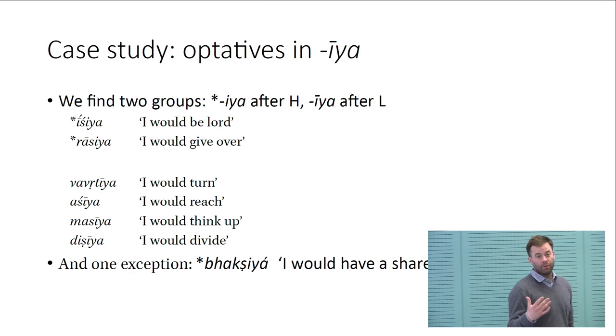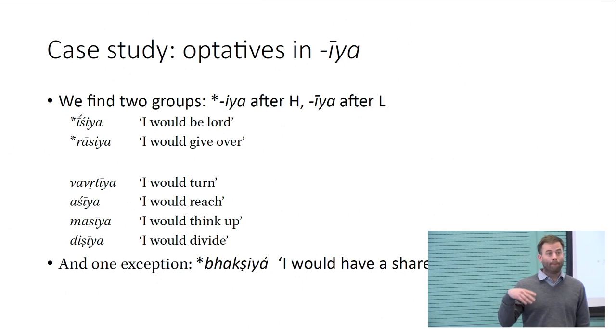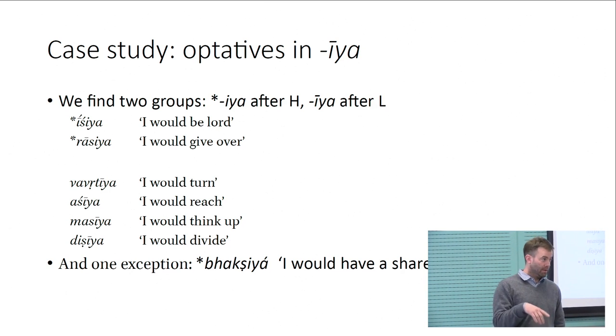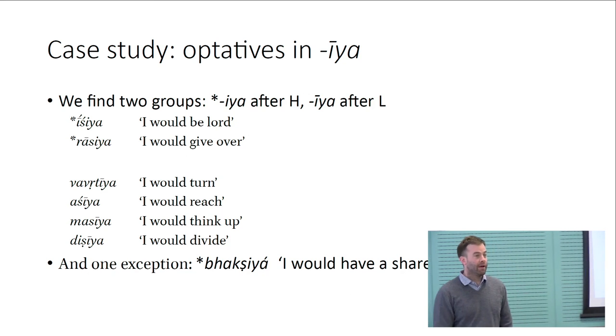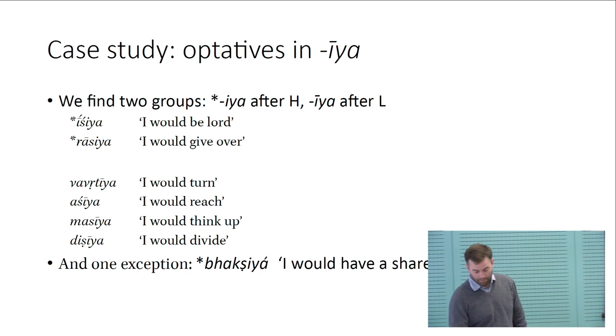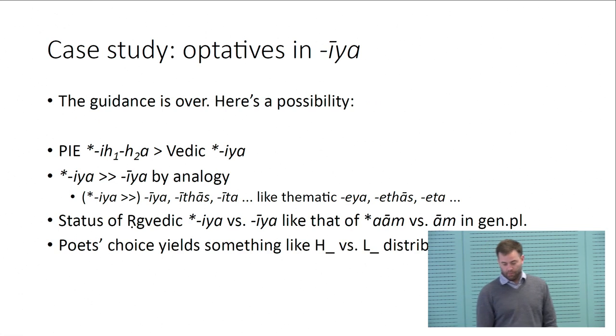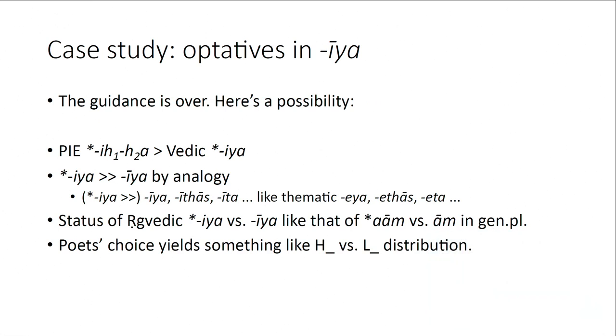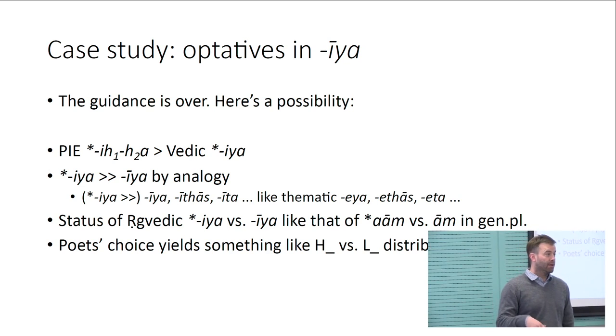But by this distribution, we would expect bakshiya with a short I, because bak is a heavy syllable, but we find better evidence for bakshiya with the form that we expect. And so this is as far as this takes us. It sort of suggests, I would say, the method suggests that we take the reconstruction of iya with a short I as at least a variant pretty seriously.